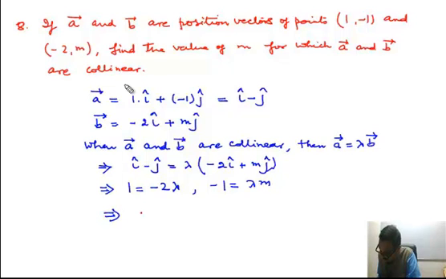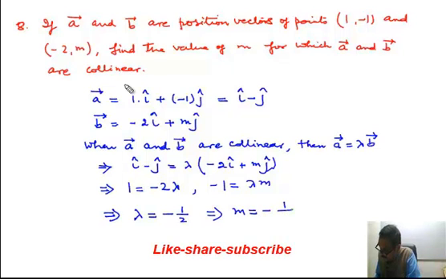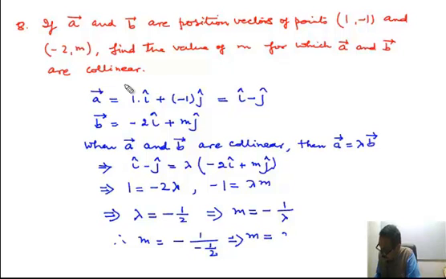Now this gives us lambda value equal to -1/2, and here we obtain m equal to -1/lambda. Now lambda value is -1/2, so therefore m will be equal to -1 upon minus 1 by 2, which gives us m equal to 2. So the value of m will be equal to 2, for which vector A and vector B will be collinear.